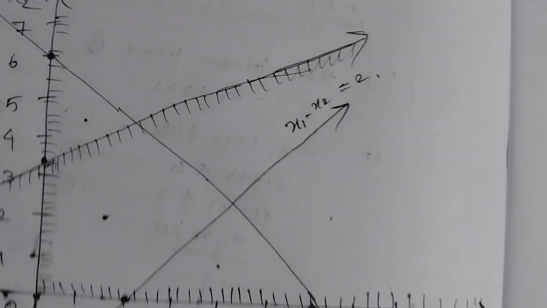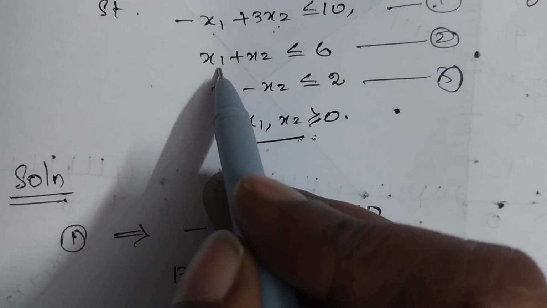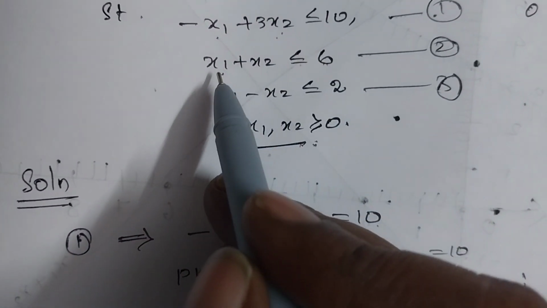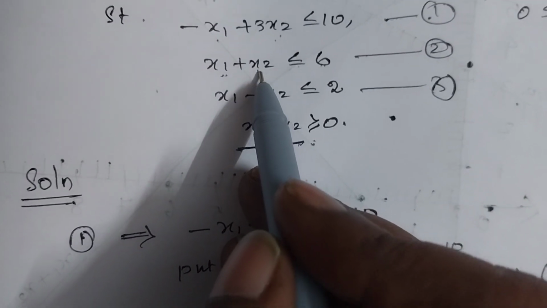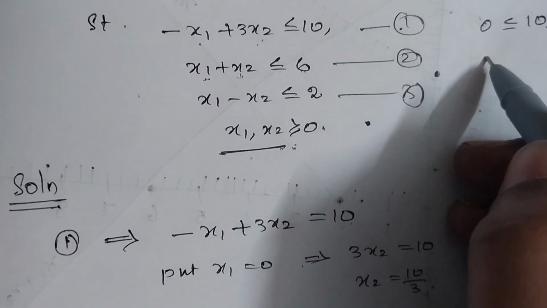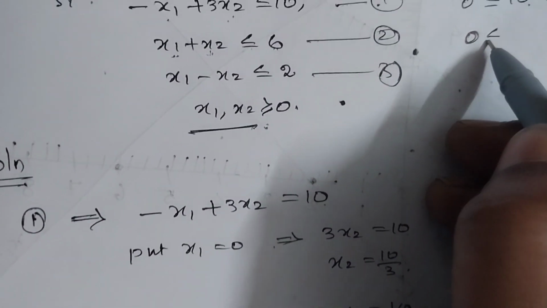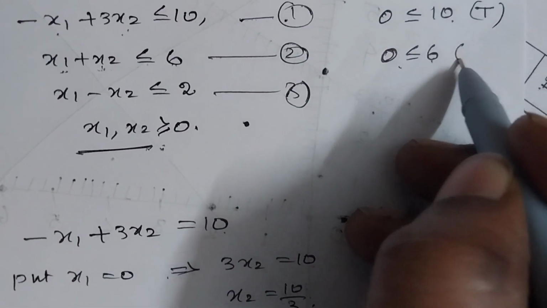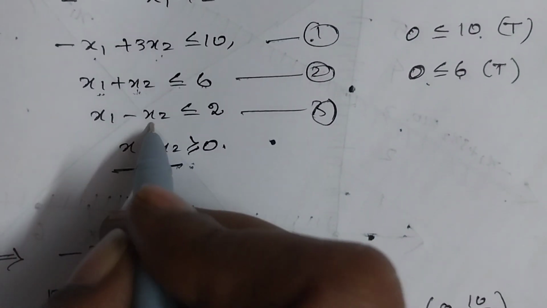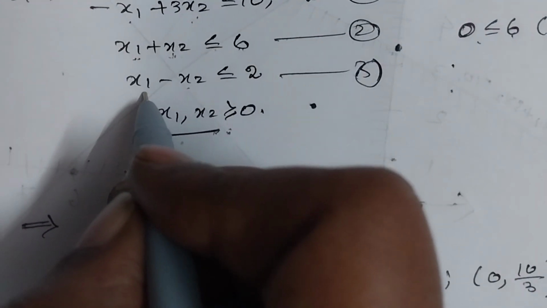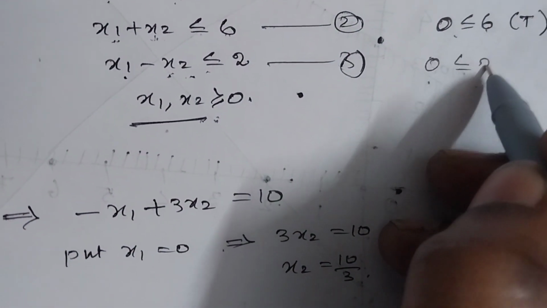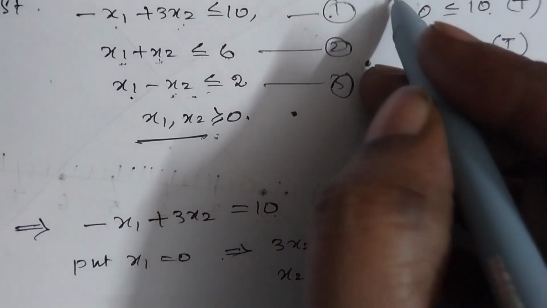And you have to check the second constraint. What is our second constraint? x1 plus x2 less than or equal to 6. Same technique, you put x1 equal to 0, x2 equal to 0. Here it becomes 0. Whether 0 is less than or equal to 6 or not. Yes, it is. So this is also true. And the third one is also true. If you put x1 equal to 0, x2 equal to 0, 0 is less than or equal to 2. So this is a true statement.